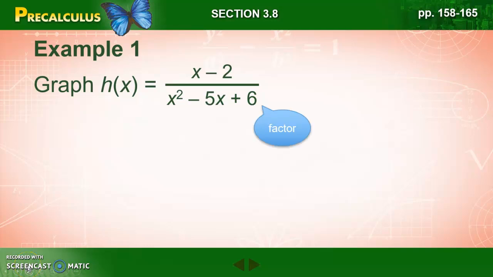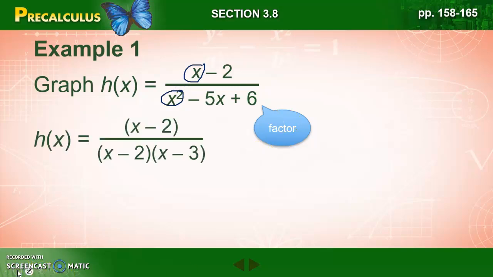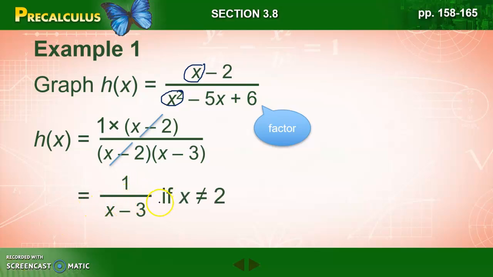We have this rational function, x minus 2 over x squared minus 5x plus 6. According to our definition, this is a proper rational function because the degree of our numerator is less than the degree of the denominator. Let's go ahead and factor that denominator, and we get x minus 2 over x minus 2 times x minus 3. So according to our rules of factoring and products, we should be able to cancel these x minus 2's because x minus 2 divided by x minus 2 is 1, and so they cancel each other out. That leaves us with 1 over x minus 3 if x is not equal to 2.